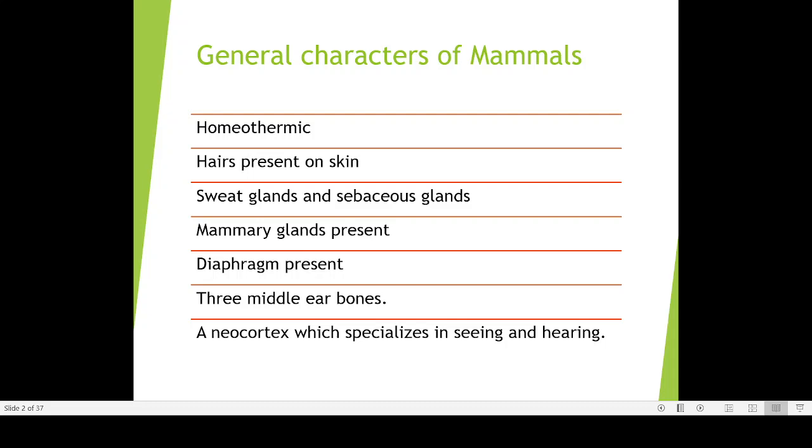Then we have the mammary gland. Mammary glands are basically modified sweat glands. What is the function of the mammary gland? All mammals are provided with a mammary gland, and their main function is producing milk. So this is another unique feature of mammals.